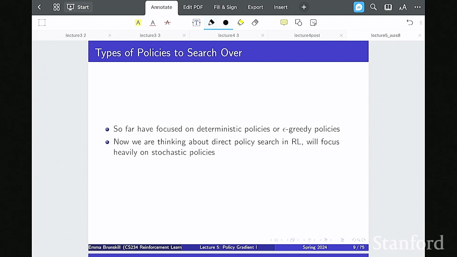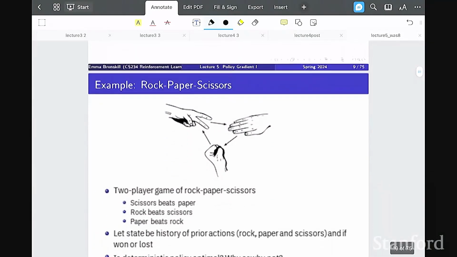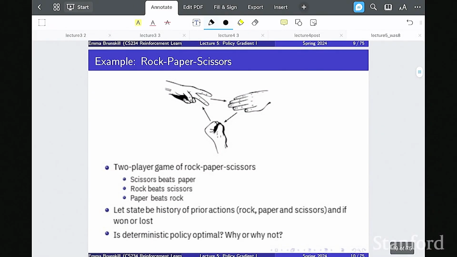That's going to be important because, as we saw last time, if you only have a deterministic policy, it's much harder to learn about actions you don't try. Whereas now we're going to think about having stochastic policies where you're going to be getting information about lots of different actions. So let's think about a particular example, also to illustrate some of the things that policy gradient methods are going to help us handle.